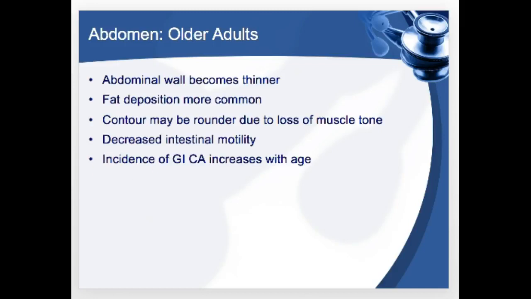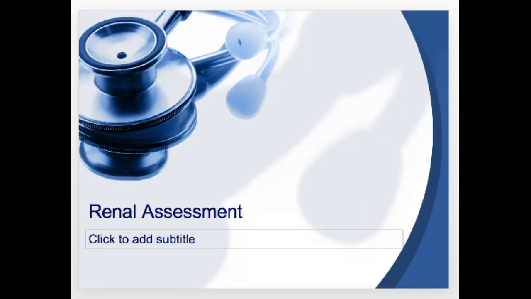And also be aware of the increased GI cancers with age, so gastric cancer, colon cancer, all of those increase significantly with age. So if someone comes in complaining of reflux disease that's just not improved, you've tried everything, you started them on Tums, that didn't help, and you went to proton pump inhibitors, that didn't help, and you've maximized your proton pump inhibitors and nothing's helping, be concerned for potential cancers in these folks.